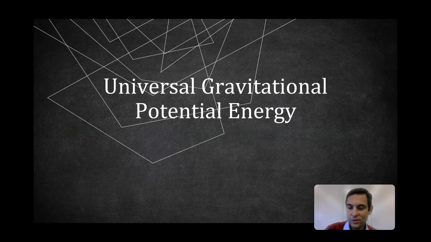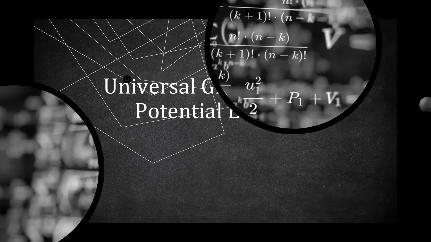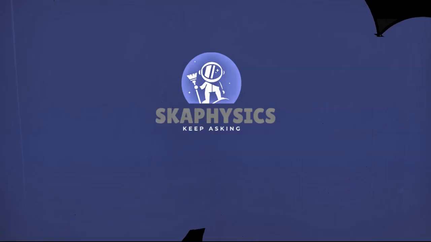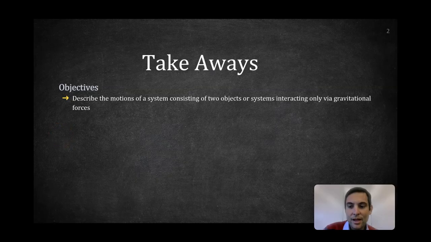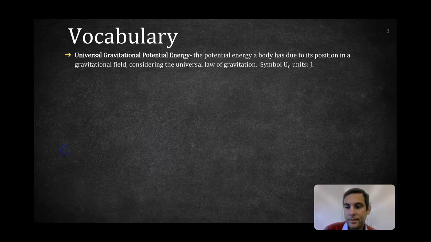Universal gravitational potential energy. This lesson is going to allow us to describe the motions of a system consisting of two objects or systems interacting only via gravitational forces. Universal gravitational potential energy is the potential energy a body has due to its position in a gravitational field, just like the gravitational potential energy we've dealt with before.